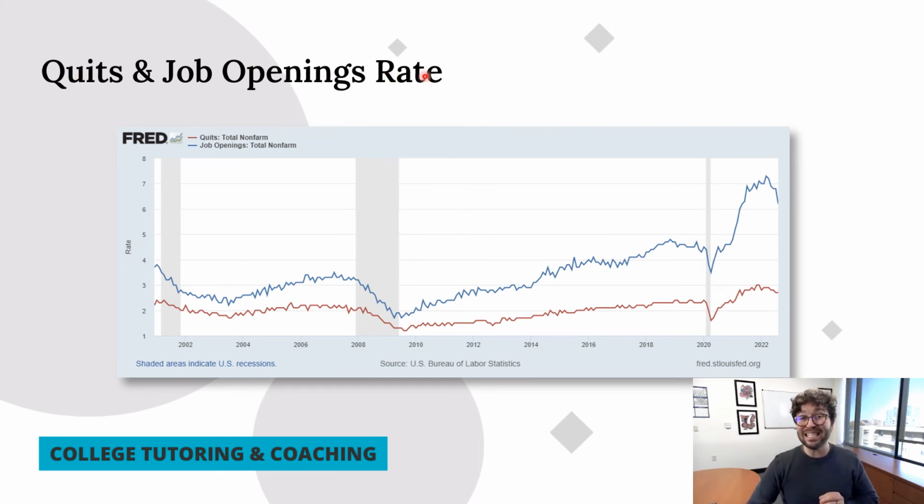What we mean by rate is, the job openings rate is how many job openings there are as a percentage of overall jobs in the economy, and the quit rate is the percentage of people who are quitting of those that are employed. Let's talk about both of these separately. We'll start with the job openings rate. That's the blue one that's a little higher.